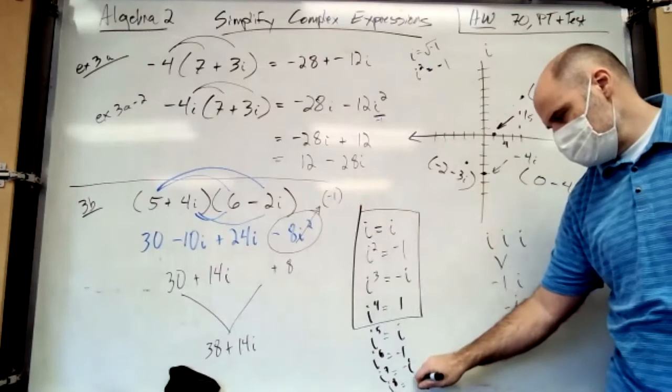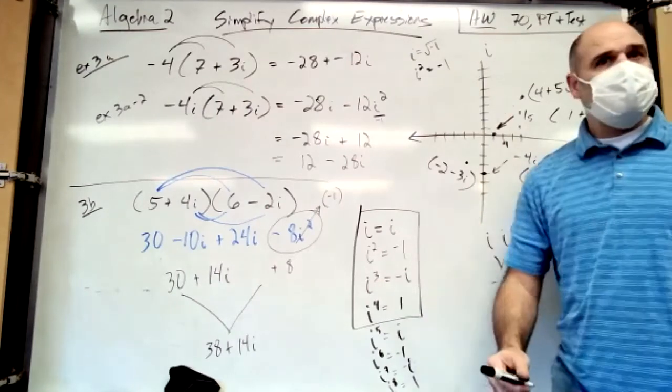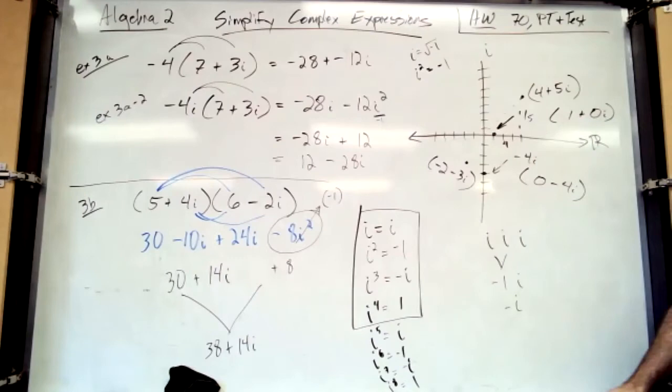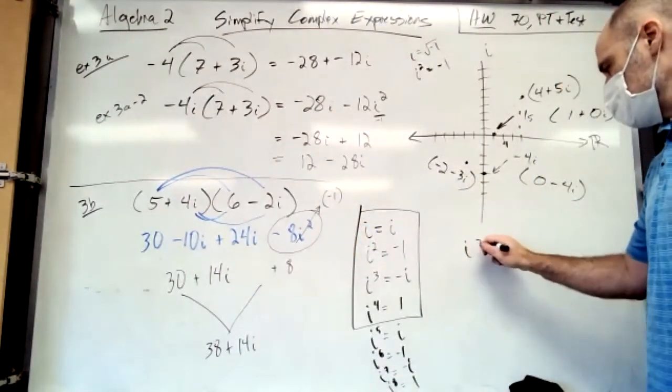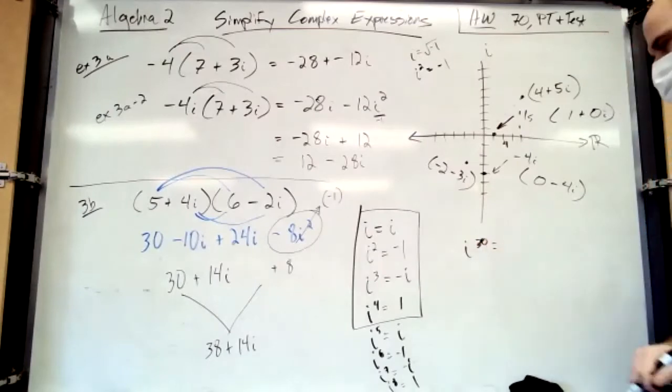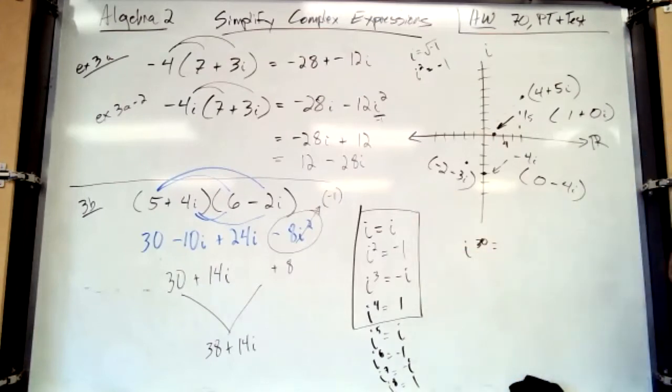Okay, so do you see that? Now you could just multiply i's together and figure it out if you forget, but here's what you can remember. Every 4 it cycles. So let's see if you can figure this out. What is i to the 30th? Since it cycles every 4, what's the last multiple of 4 before 30?